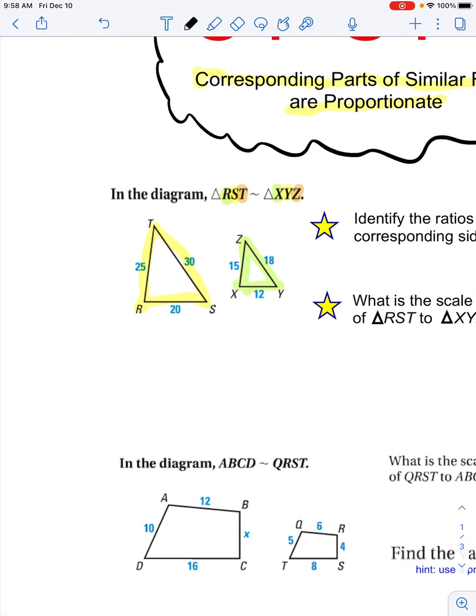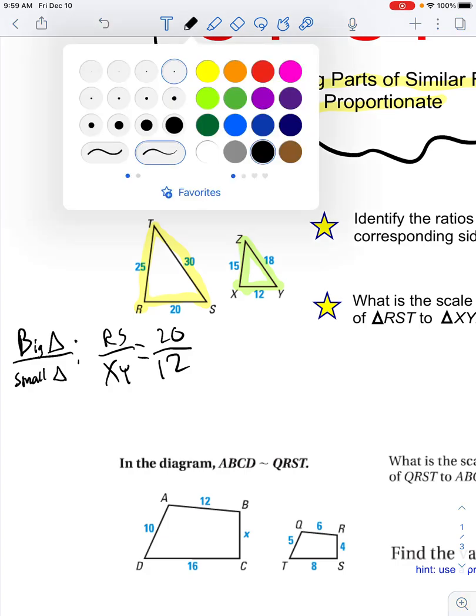The first part is we want to identify the ratios of corresponding sides. RS is going to correspond to XY because they're the first two letters. I'm going to put my big triangle on top and my small triangle on the bottom, just to start. I'm just picking one. So I have RS over XY, and RS is 20 and XY is 12. That's my proportion.